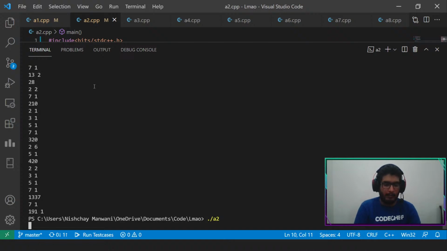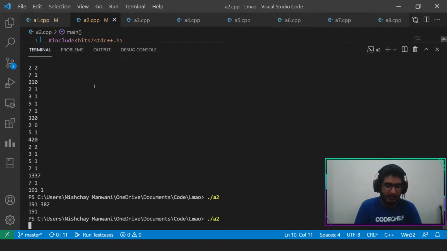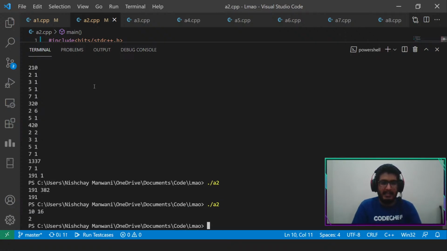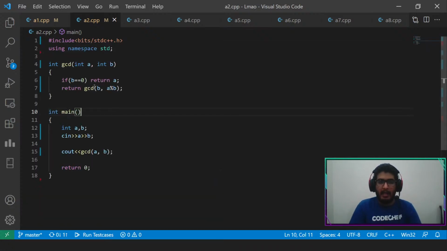Let me take two numbers, 191 and 382. The GCD is 191. Let me take some other numbers, 10 16, 13 5, 1, and so it's working. If you want to see what's happening here in a better way, so that you can understand intuitively what's happening, let me come back to the slides.